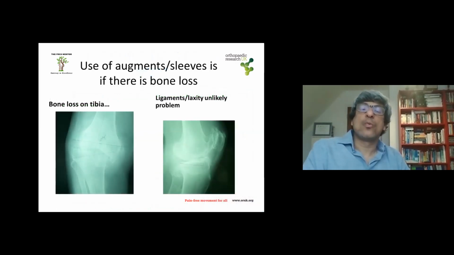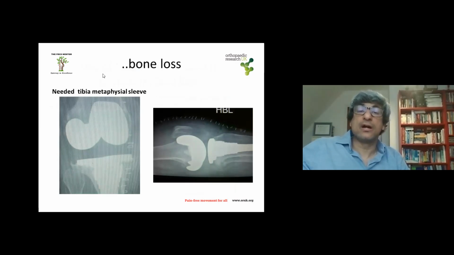We end with, when do we use augments or sleeves? We say if there's bone loss, and look at this x-ray, there's no doubt there's bone loss here. The first thing, like I said, we want to recreate this bone loss. Once I recreate the bone loss, then I ask myself if there's a problem of ligaments or laxity. If there isn't, then I don't need a constraint, but for that bone loss, remember, I've used a metaphyseal sleeve. That's a sleeve. Augment is similar, but I've stopped using augments. But an augment is anything which attaches. It's like a step which comes wherever your defect is, and that's called an augment.